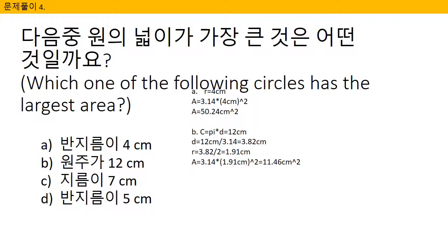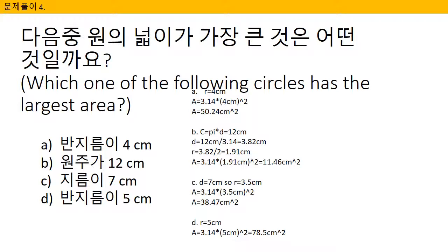centimeters squared. For circle C, we're given the diameter, so we divide this in half to get R equals 3.5 centimeters. Plug this into our area formula, and we get 38.47 centimeters squared as our final answer. For circle D, we know that the radius is 5 centimeters, so all we have to do is plug this into our formula and get 78.5 centimeters squared as our final answer.